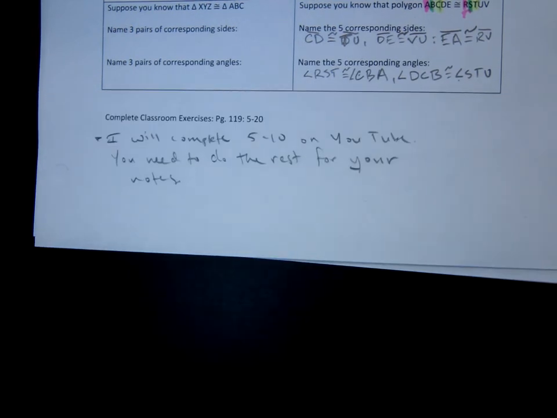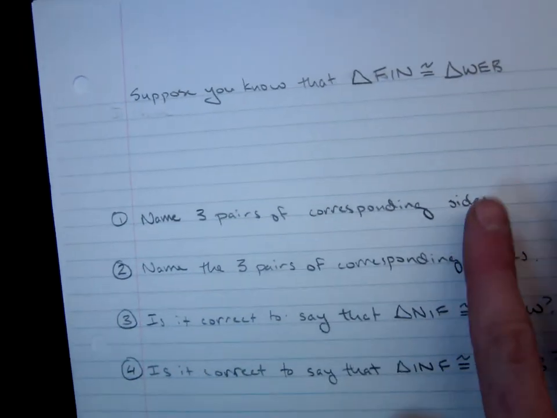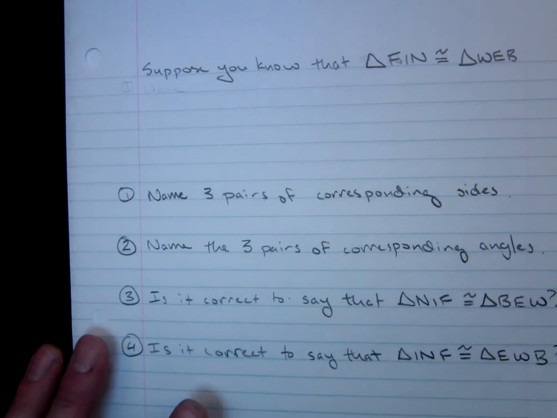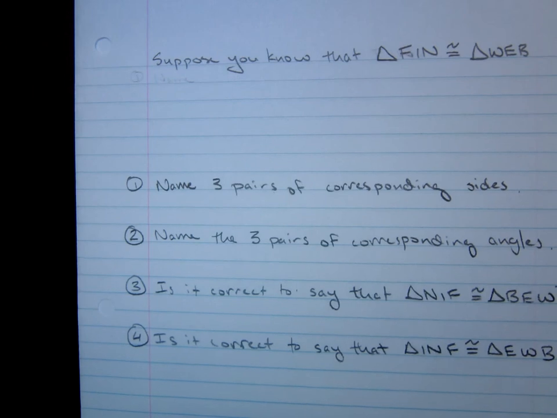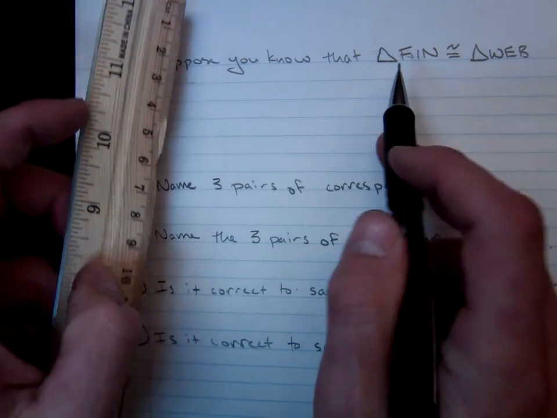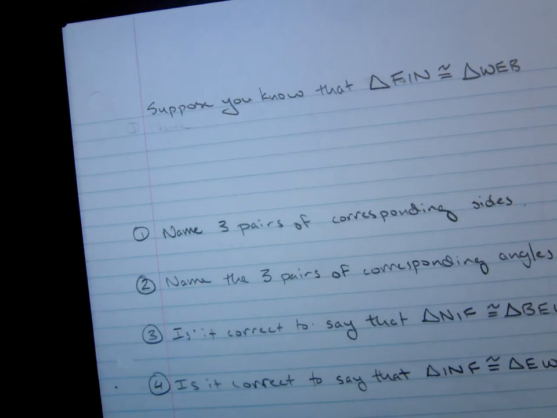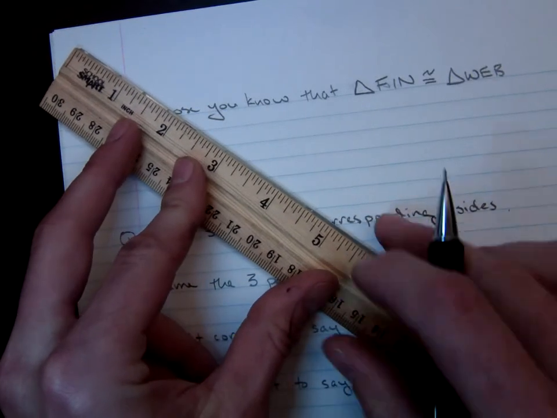Now, completing the classroom exercises, I'm going to go ahead and do the first 5, and then I'll leave the rest to you. Okay. So the first one that they have here, or that we have here, is suppose you know that FIN is congruent to WEB. Well, you probably guessed that what we're going to do for this particular problem is we are in fact going to draw them out. Now, since we don't have any information about the triangles, I'm just going to do a couple of really generic triangles here. Okay, and I'm going to try to make them look as similar to each other as possible.